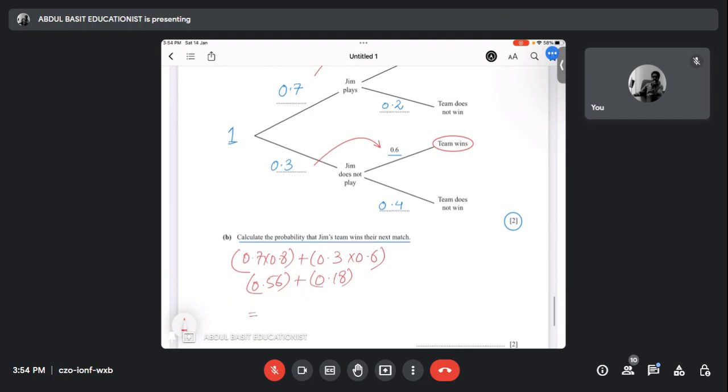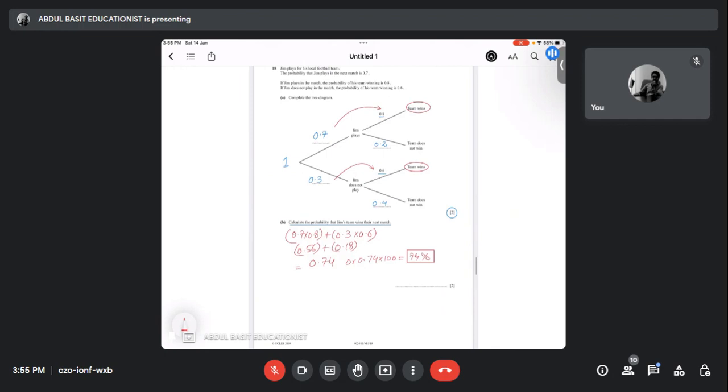Sir, it is 0.74, sir. 0.74, or if I multiply 0.74 with 100, it is 74% chances that Jim's team wins the match. Agree? Whether he plays or not, because the statement was not clear.